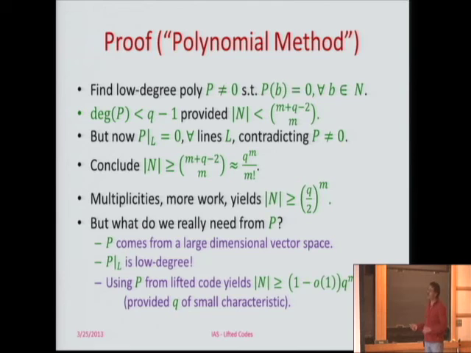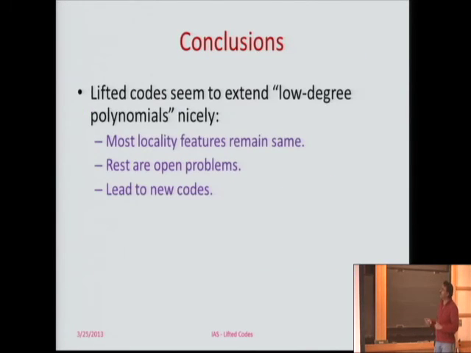So anyway, there are some neat consequences for these lifted codes, and let me wrap up by saying they seem to be extending this family of low degree polynomials nicely. One of the nicest things is that you can pretty much draw very clear boxes around 3 results in the literature which probably used special properties of polynomials. Almost everything else was just lifting as far as the locality properties of polynomials we have used. So most of the features remain the same and the rest are just open.